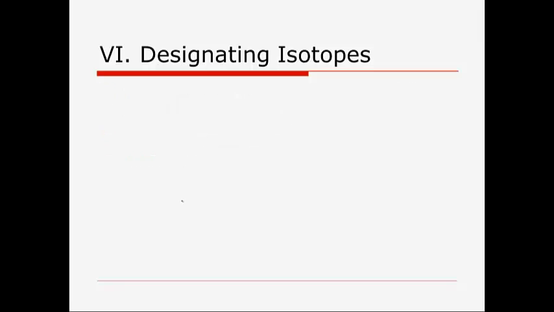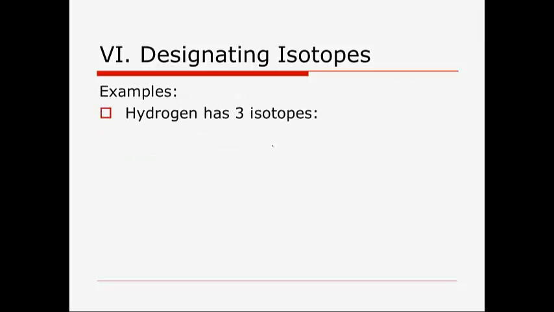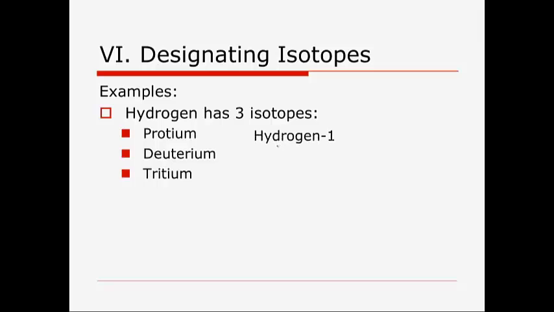Okay, so a couple examples. Hydrogen has 3 isotopes, and not every element that has isotopes has names for them, but hydrogen does: protium, deuterium, and tritium. Now, they all have to be hydrogen, so they all have to have the same name or the same symbol. So you can write it as hydrogen-1 or H-1.